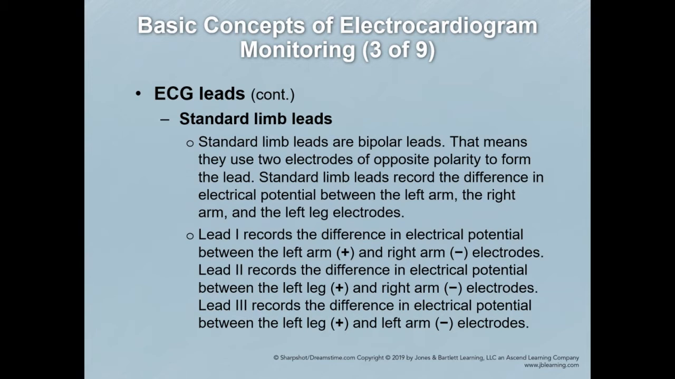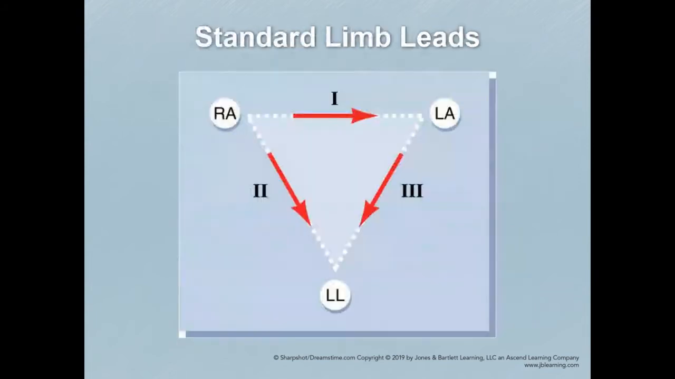Anything that's traveling toward a positive electrode will be represented in an upright or positive deflection on our monitors. And here's an example. Lead 1, whenever we're looking at lead 1, we're looking at the cross view of the heart going from the right arm over to the left arm. So in this case, the right arm would be a negative and the left arm would be a positive.